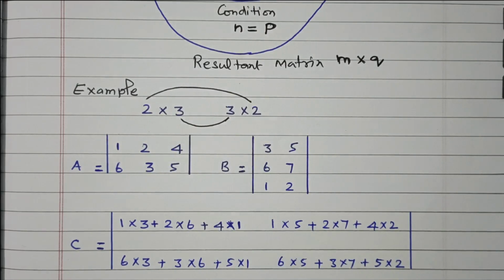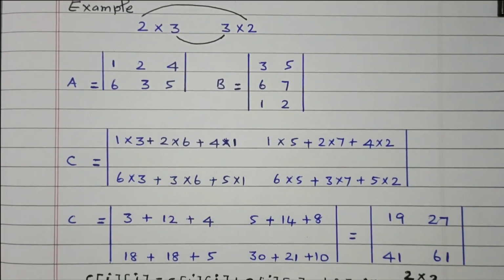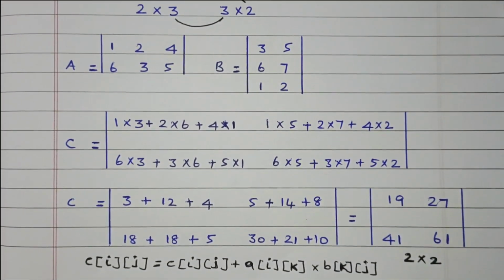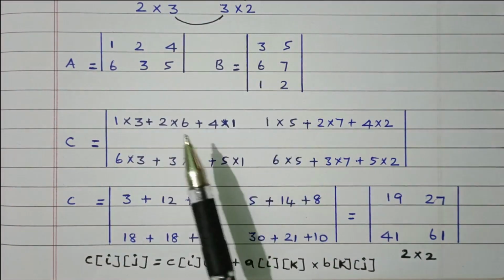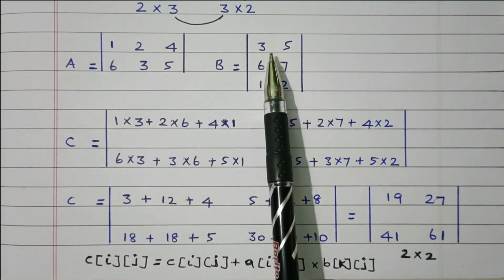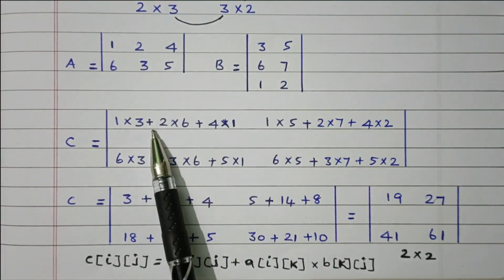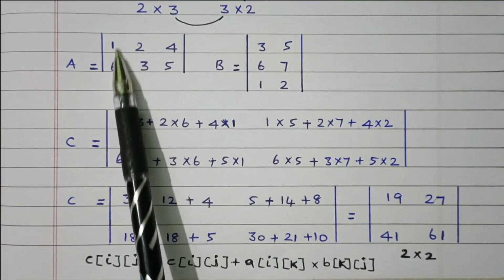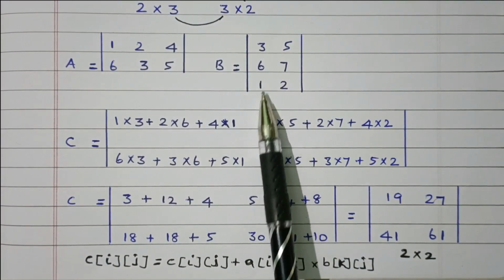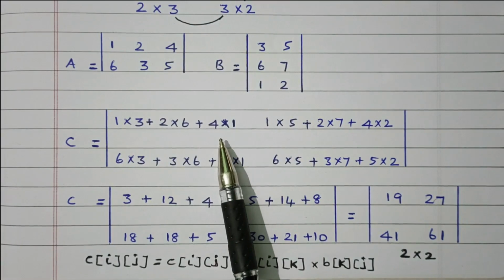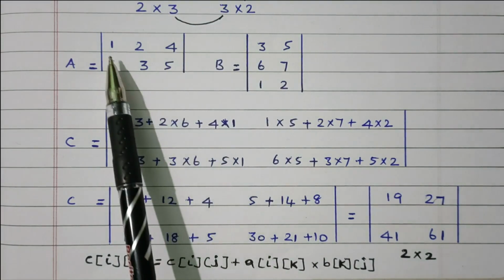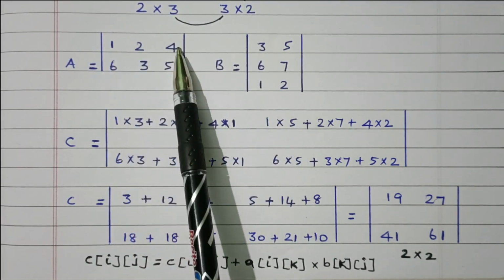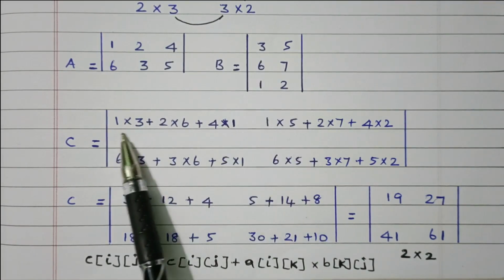Now we'll see the multiplication, how to do it, and we'll verify whether we get the same 2 cross 2 matrix. Now consider this A and B. How to multiply this? 1 is multiplied with 3: 1 into 3 plus 2 into 6 plus 4 into 1. These three column elements are multiplied with these three row elements and added together. In matrix addition and subtraction it is easy, 1 plus 3 only we are adding. But here we need to multiply these three column elements with three row elements and add them together.